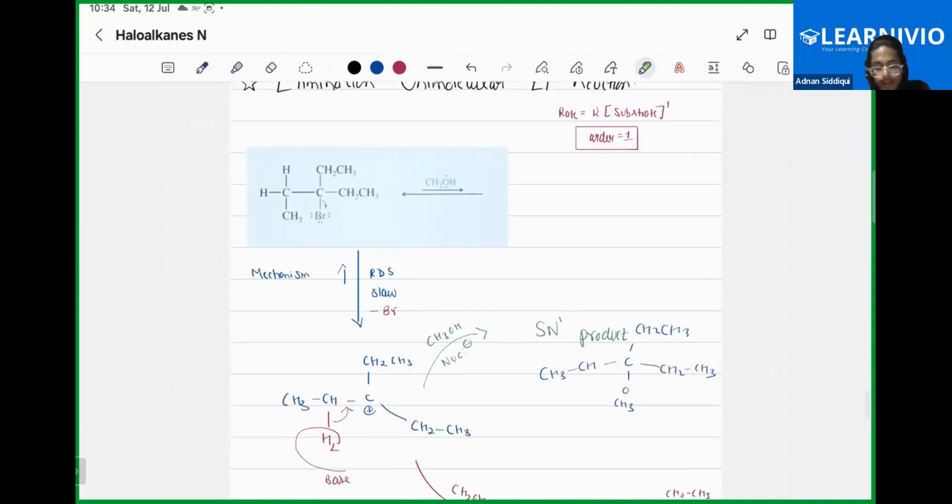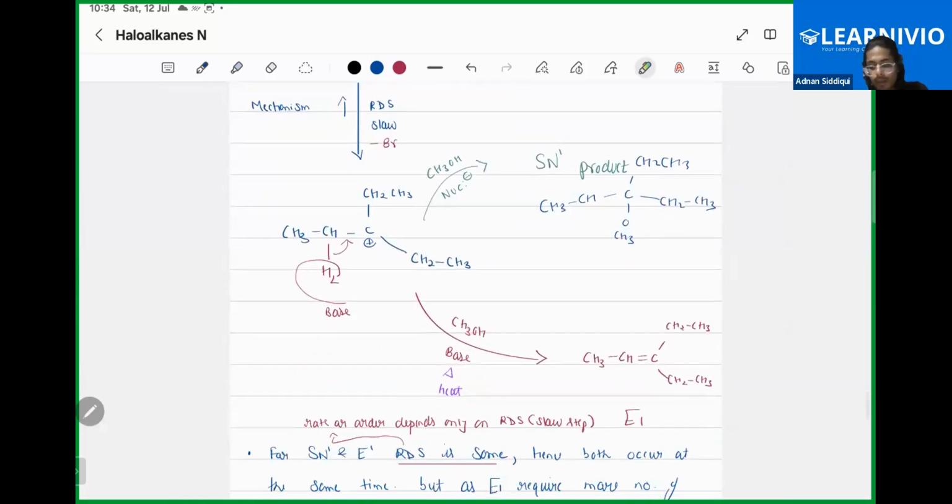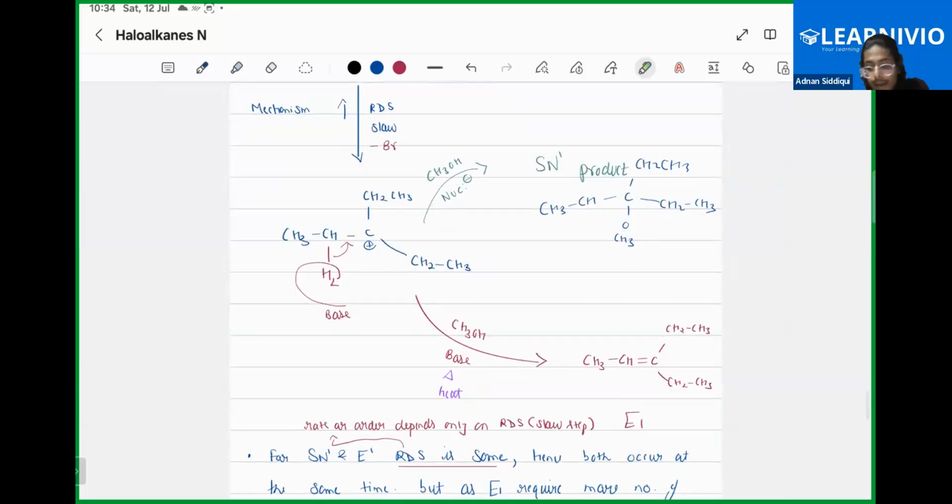Suppose in your exam they have mentioned this sign, so you will assume the elimination product is going to be major. But you cannot neglect the SN1 product. It is going to be present there, but the concentration will be minor. They will always go hand in hand. If you are observing SN1, E1 will be there. If you are observing E1, SN1 will be there, but the major and minor product will vary.